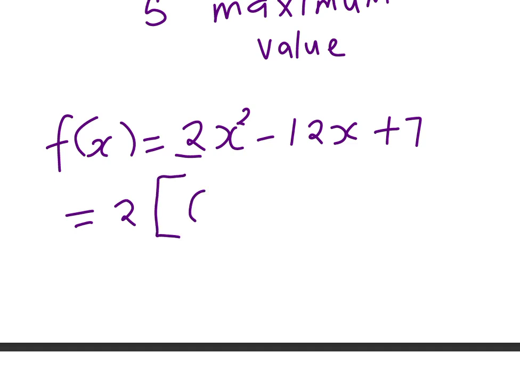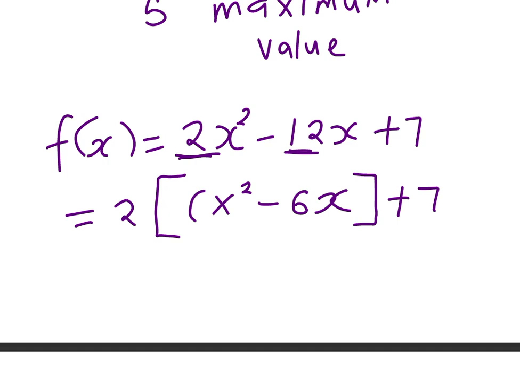Then inside it we put x squared minus, we take the first two terms only, we divide it by 2. So 12 divided by 2 we get 6x. And then you can close the bracket and add 7.